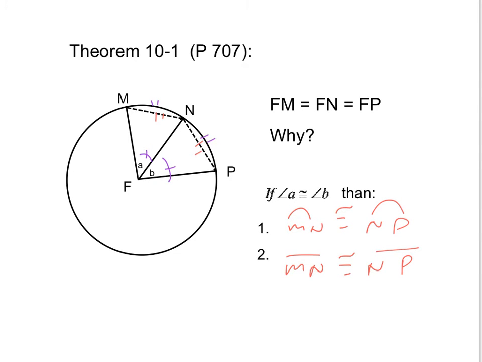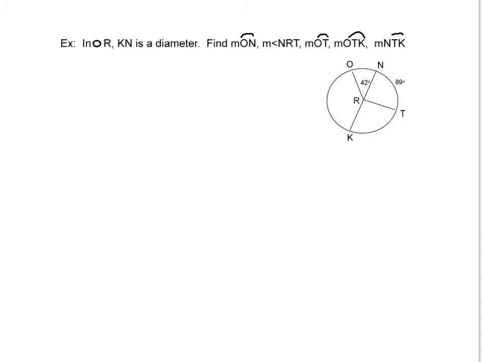If I know my chords are equal, then I'm also going to know the arcs are congruent and the central angles. So given a pair of any congruent corresponding chords, central angles, or arcs, then the other chords, central angles, or arcs are also congruent. So let's try one here.